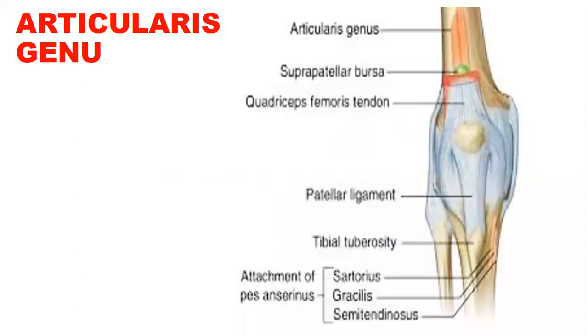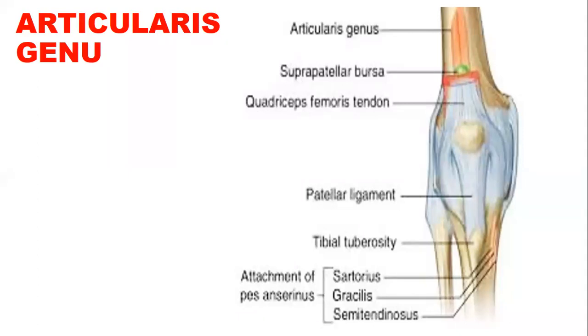Sir, what is the difference between tibial tuberosity and tibial tubercle? You say tuberosity, the book says tubercle. Okay. Listen carefully. There is no difference between these two terms. Both are the same. Both are synonymous. This is just terminology in different books.